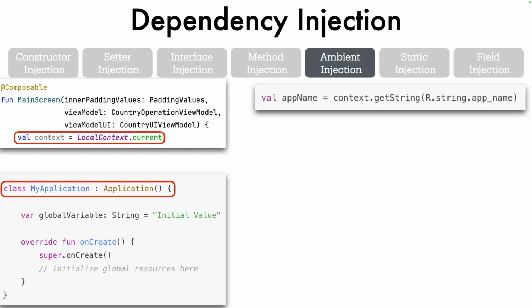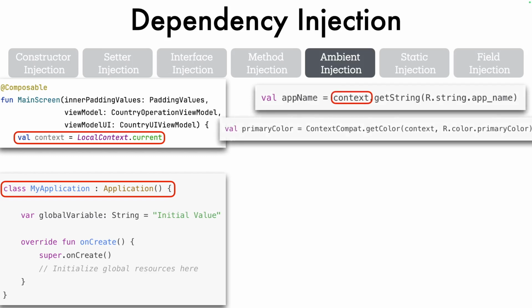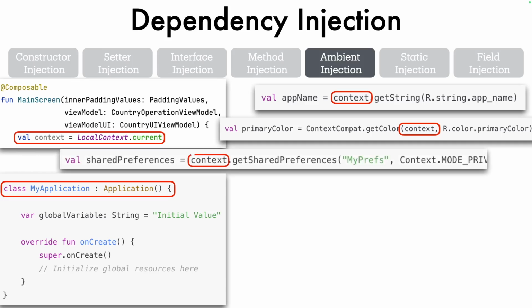In this case, I am trying to get hold of a string using the context.getString method. In this case, I am passing the context as a parameter to get hold of the color in the theme of my application. And then I am trying to get hold of the shared preference using the context. So the context is pretty much available everywhere in your Android application. That is the reason why it can also be called context injection, specifically from Android's perspective, but the general term is ambient injection.